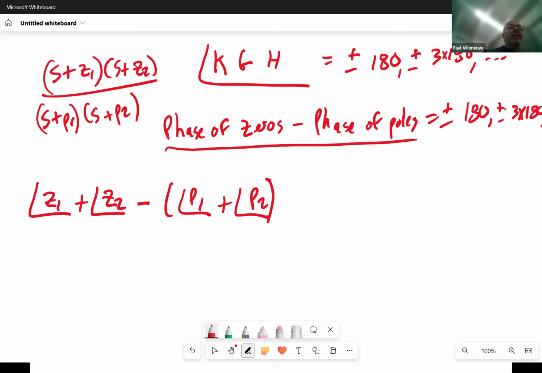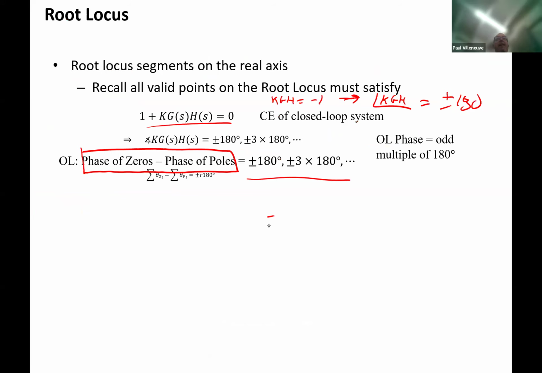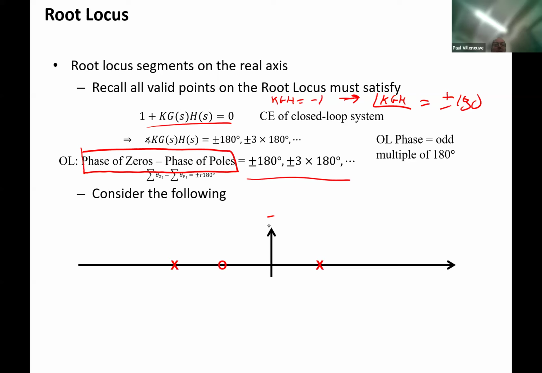And when we plugged in, remember before we did S plus 3 times 4J, that had a magnitude and an angle. That's all we're doing. We're just adding and subtracting. So that's what we have here. That's why it's broken out of the phase of the zeros minus the phase of the poles.